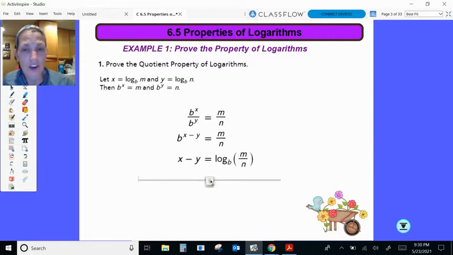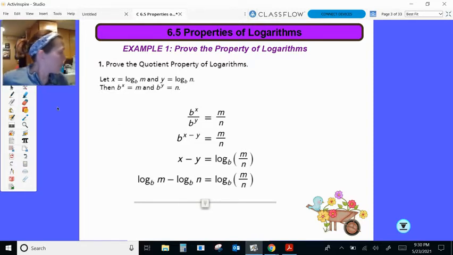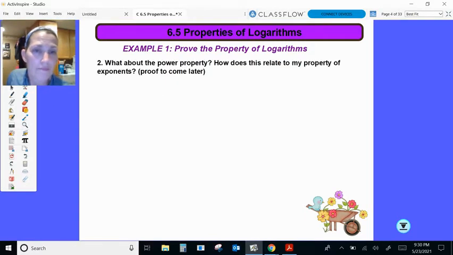And again, we're going to write it in logarithm form. So log base b of m over n equals our exponent x minus y. Okay. Then we're going to resubstitute back in our x and y with our logarithms. So log base b of m minus log base b of n equals log base b of m divided by n. And this becomes a log property. Okay, we're going to use these to help solve equations and write and rewrite equations. Okay?